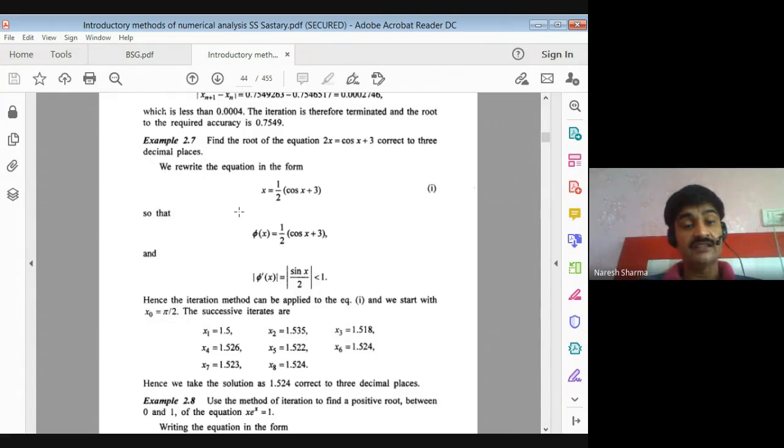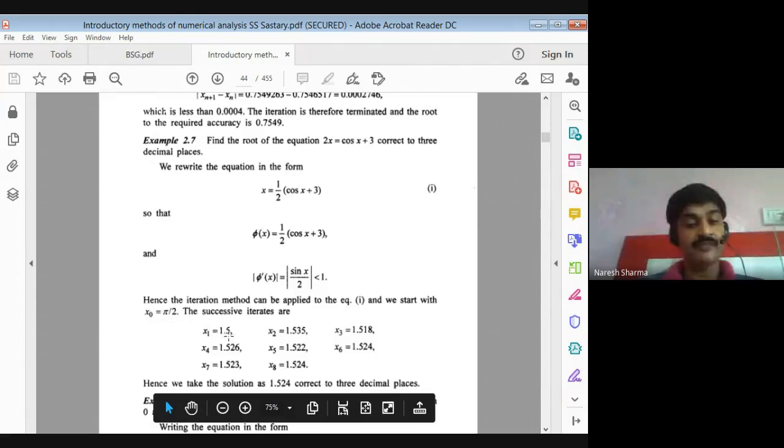The right hand side is, that means x is equal to 1 by 2 cos x plus 3. So put here pi by 2. If you solve, cos pi by 2, cos 90 degree is 0. So 3 by 2, that is 0.5. So x1 is 0.5. Now again put this 0.5 here, and you get the next value x2.